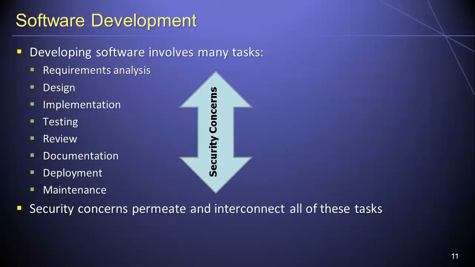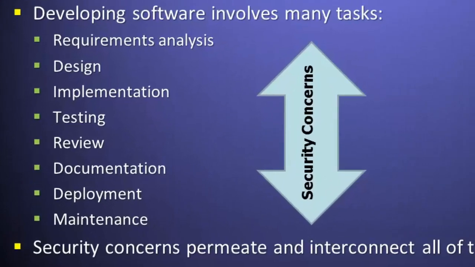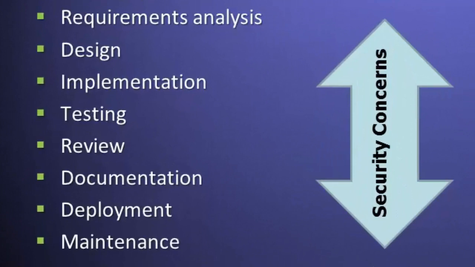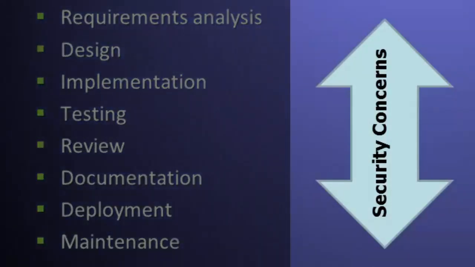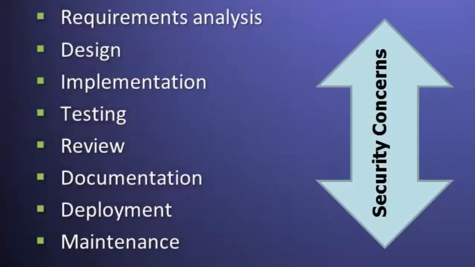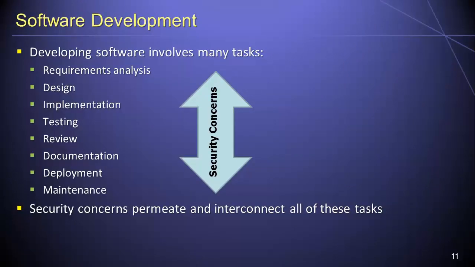As a process, developing a software program involves many different tasks, including requirements analysis, design, implementation, testing, review, documentation, deployment, maintenance, and so forth. Security concerns permeate and interconnect all of these tasks, and therefore must be actively considered throughout each phase of the software development lifecycle. Also note that because these tasks are rarely carried out by a single person, the social relationships that exist among the developers of a software program can have substantial impacts on the program's security.